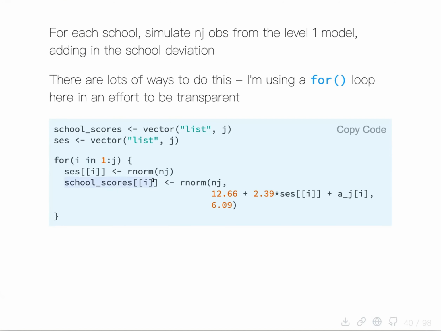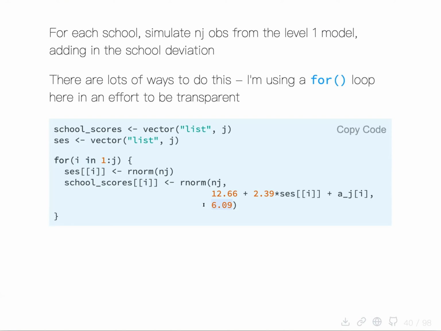Then down here, I'm saying for the first school, simulate nj draws, so 50 draws, from a random normal distribution that has a mean structure that looks like this, right? 12.66 plus 2.39 times this SES that I just created up here, plus AJ, so plus my school difference there. And that has this overall residual variance, 6.09. So it's going to do that for the first school, then the second school, then the third school, etc.